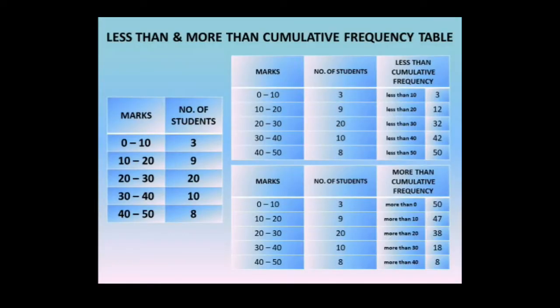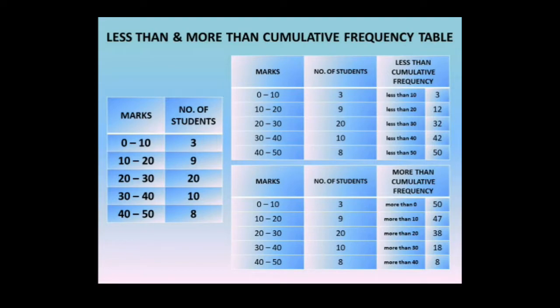So we are going to write first the less than cumulative frequency distribution table for this given grouped data. When we are writing the less than cumulative frequency distribution table, we should always take the upper limit, that is less than 10 because 10 is the upper limit of the first class, less than 20 because 20 is the upper limit of the second class, like that less than 30, less than 40 and less than 50.